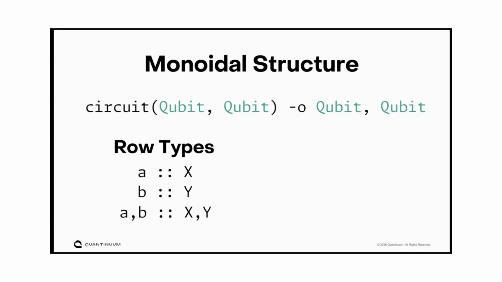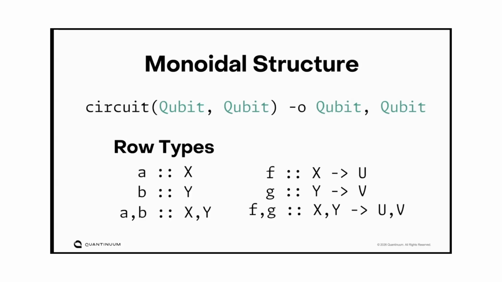And we take this one step further. If I have 2 functions, f and g, from x to u and y to v, then we also allow you to write f comma g, which is now a new function that goes from the row x, y to the row u, v. So in a sense, you can think of this as part of the composition of data, and this as part of the composition of computation.